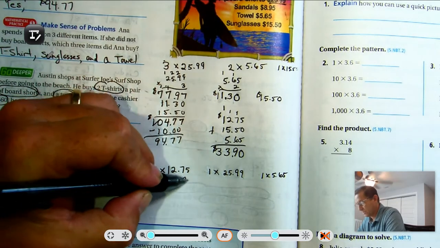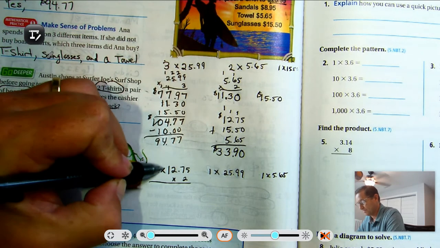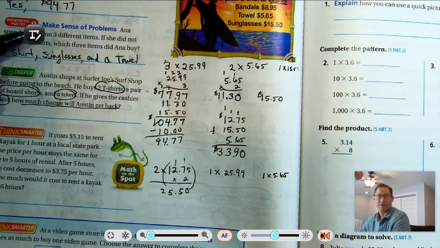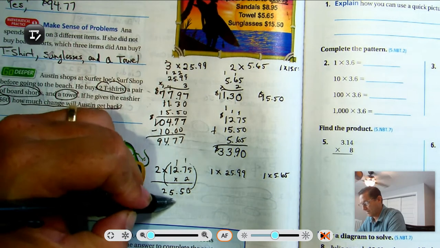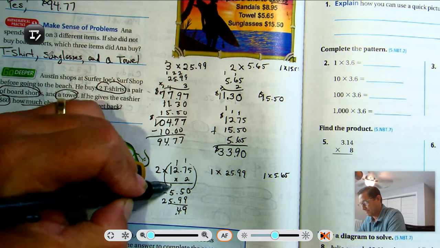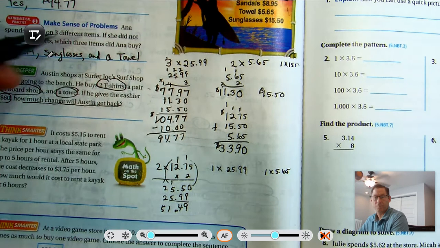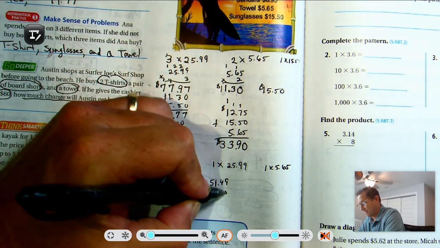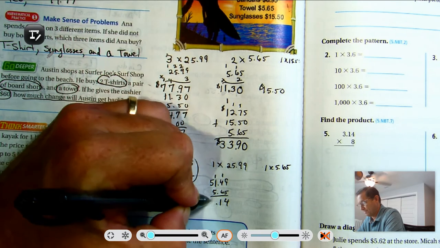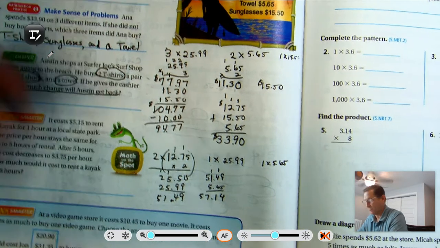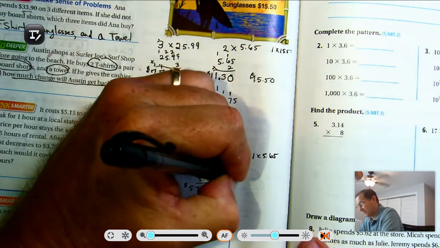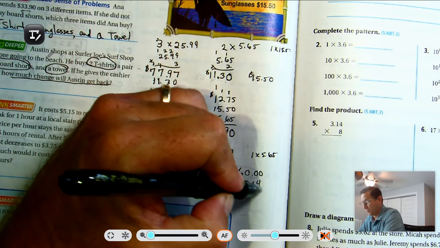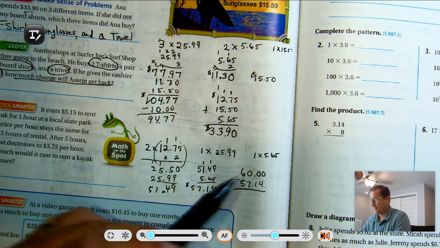So 2 times $12.75 is $25.50 plus $25.99, so $51.49 plus $5.65. So he spent $57.14. He gives the cashier $60. The amount cost $57.14. And how much change did he get back?